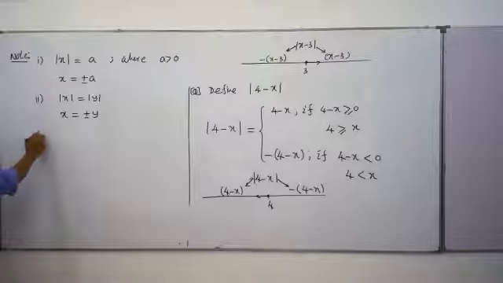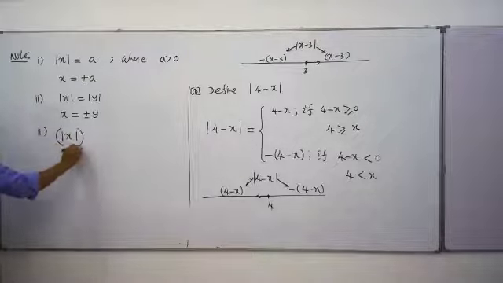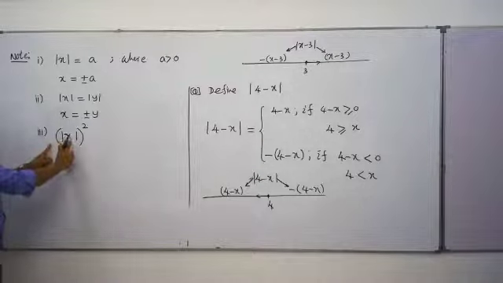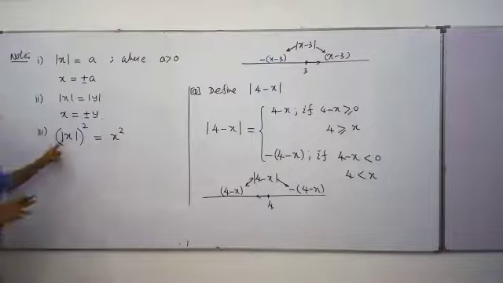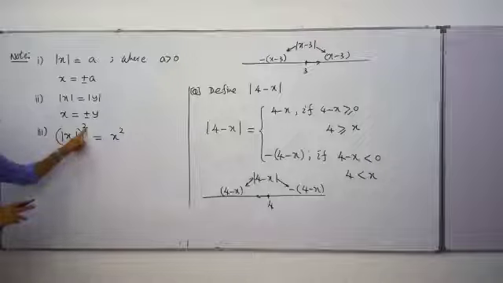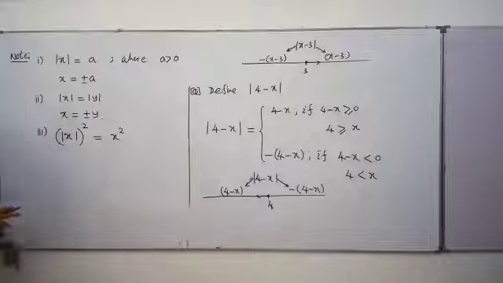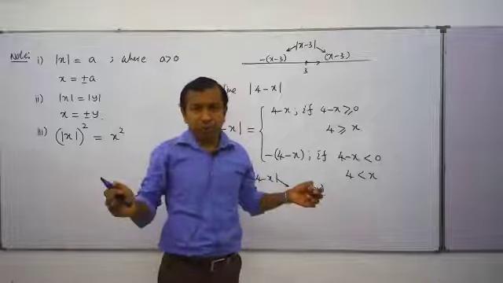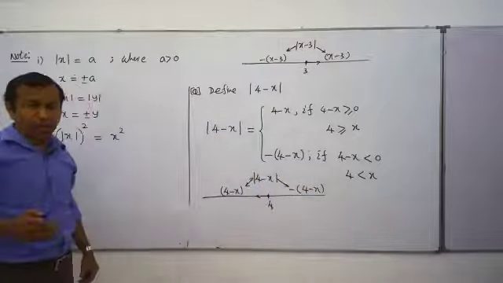Number 3. When we square mod x, the modulus of x, then this modulus sign we can ignore, and we only square x. This is said as: when we square a modulus sign, the modulus sign will be eliminated, and the number inside we can square directly. Remember, when we square a modulus value, we can ignore the modulus sign and directly square the number inside it.